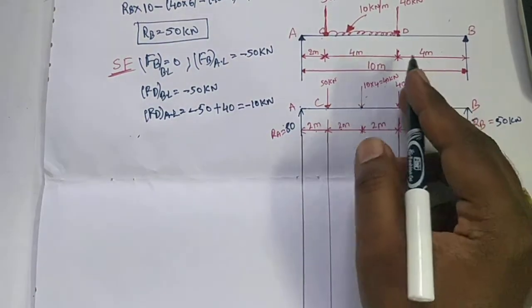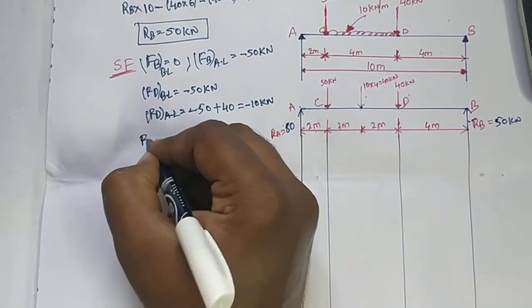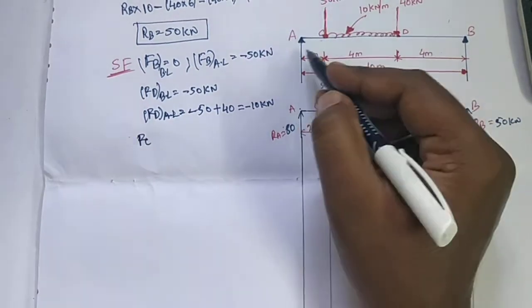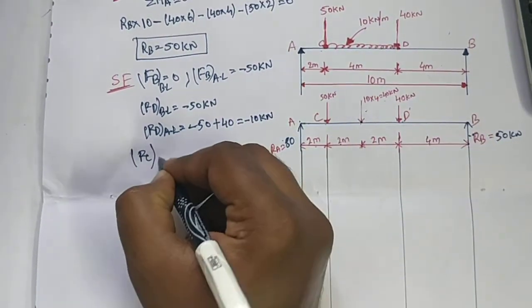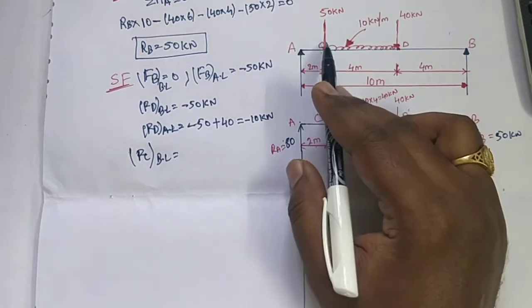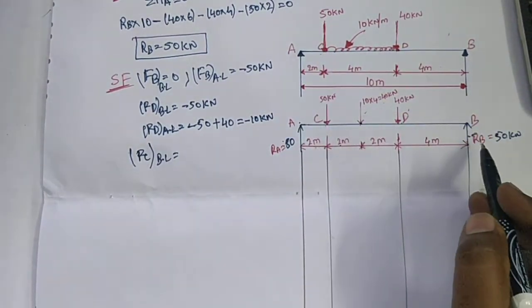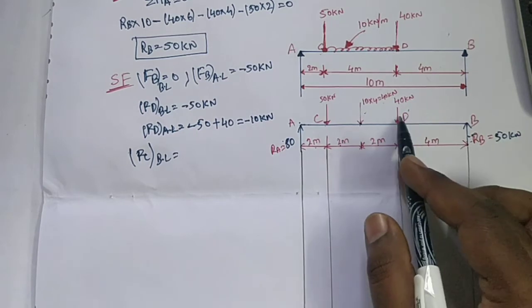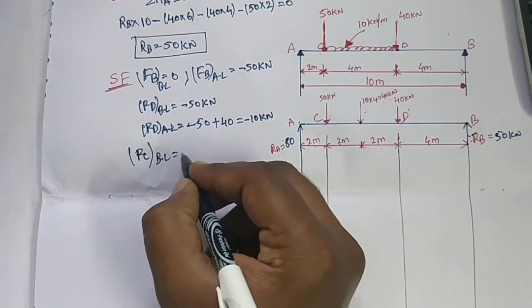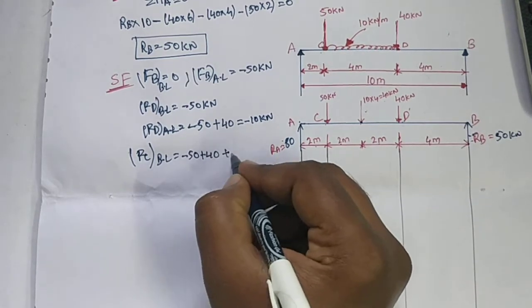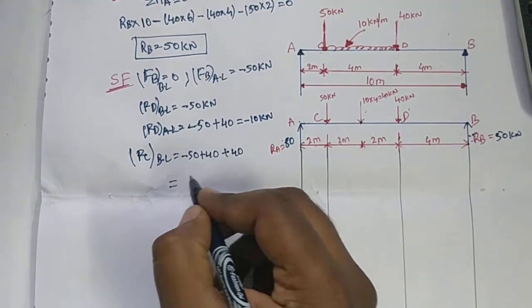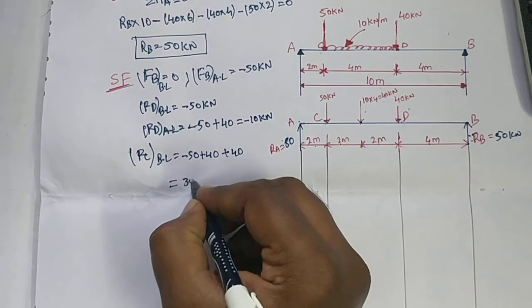Next, shear force at point C. At point C, one point load is acting, so we need to calculate before and after the load. Shear force at point C before load: we need to calculate the right side of C, having one reaction force, one point load and one UDL load, that is minus 50 plus 40 plus 40, that equals 30 kilonewtons.